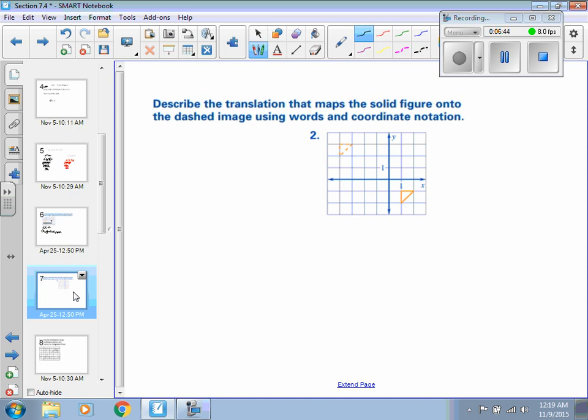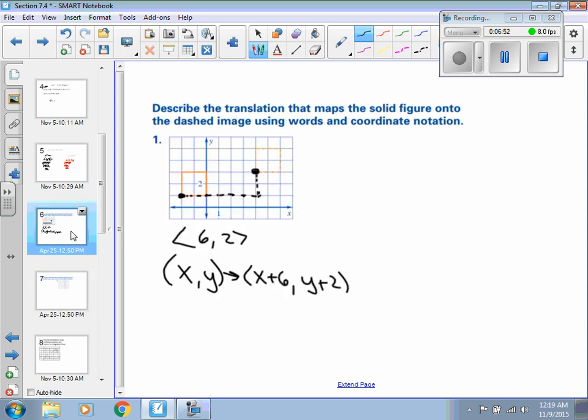Again, we're going to describe the translation. It maps the solid figure onto the dashed image using words and coordinate notation. Now this time we're not using the vector form like we had the last time. Actually, in the last one we should also take a look at that in vector form, and I should mention that we do need to move it right 6 and up 2.